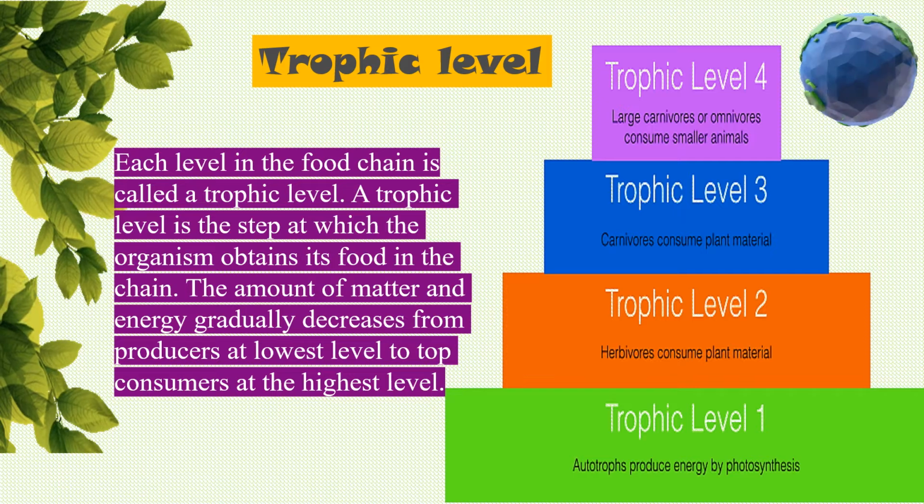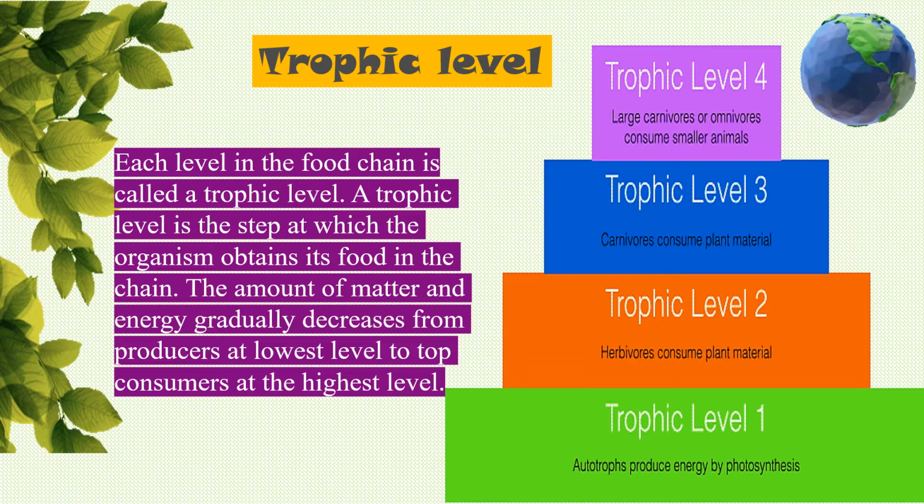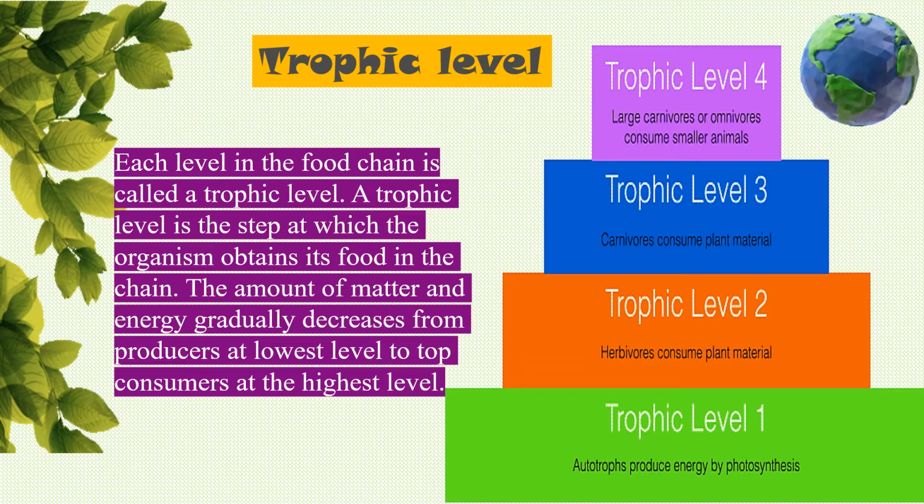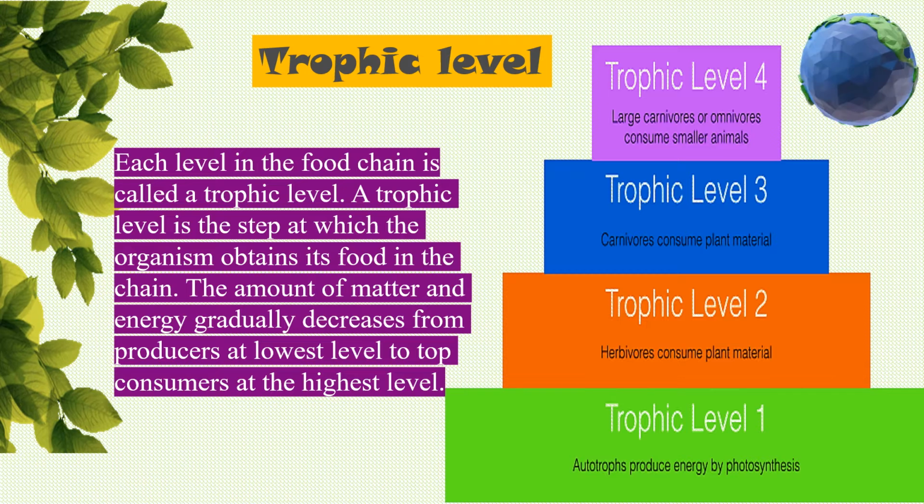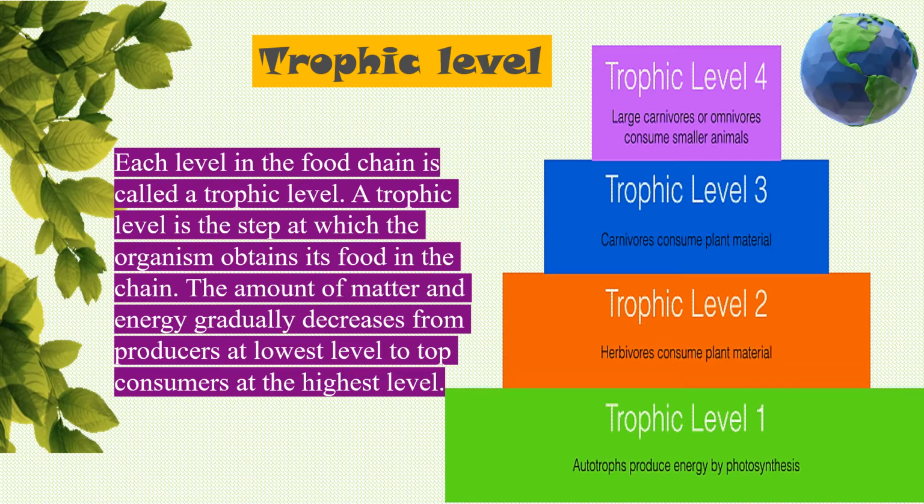Now, what do you mean by trophic level? Now at the very base, you can see plants are there. Okay, so those are autotrophs which produce energy by photosynthesis. That is called as trophic level 1. Each level in the food chain is called a trophic level. A trophic level is the step at which the organism obtains its food in the chain.